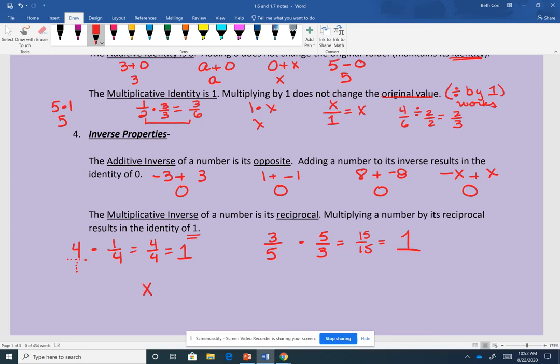And if I take x and I multiply it by its reciprocal, I'm going to get 1. So multiplying a number by its reciprocal is always going to give you 1. Okay? All right. Now, I'm going to go to video number 2, where we're going to talk about the distributive property, which is the big one.